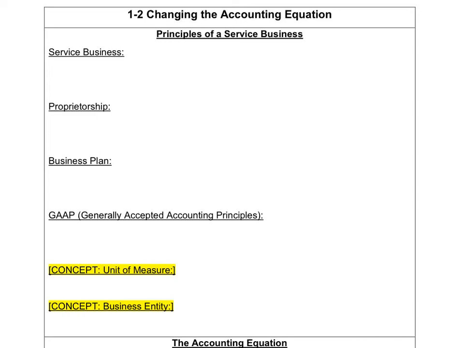Hey guys, we're going to be learning about the accounting equation today. This equation has to do with your assets and liabilities and owner's equity. And it's just one of those equations that you're going to be using a lot in Accounting 1 and Accounting 2. But before we do that, let's go ahead and talk about what a service business is.